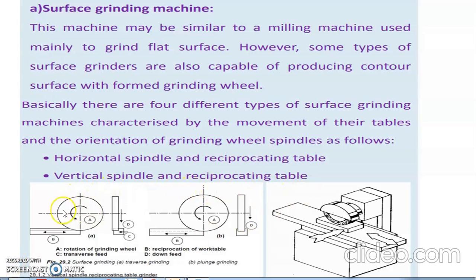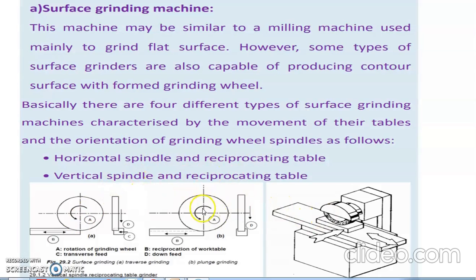So see here the motion of the grinding wheel is shown, anti-clockwise direction. There is a rotation. This is table reciprocating, transfer speed is given. So depending upon this, the horizontal spindle is there, and this is reciprocating table. So horizontal spindle and reciprocating table, this is the classification.